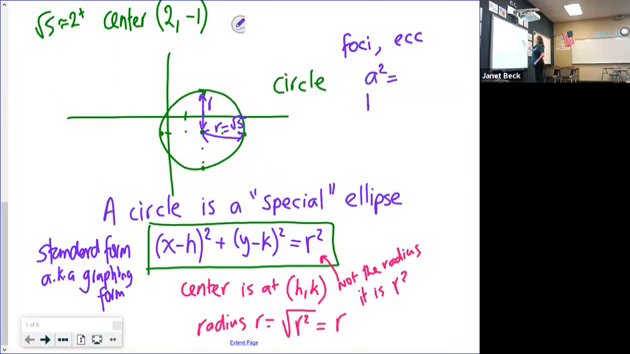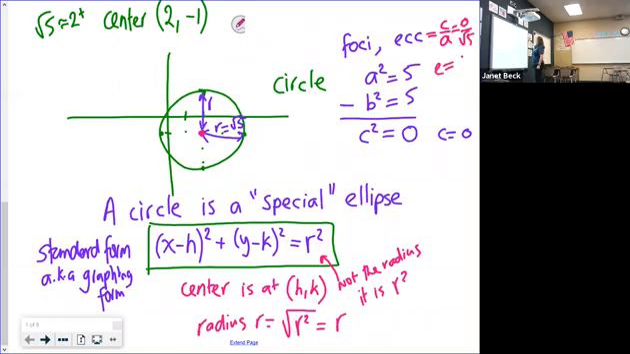a squared minus b squared, the difference would give us c squared. Well, a and b on that example we just did up there, a squared was 5 and b squared was 5. So c squared is 0. The foci are no distance at all away from the center. The foci of the circle are at the center. And the eccentricity, which is c over a, would be 0 over the square root of 5. Your eccentricity would be 0.